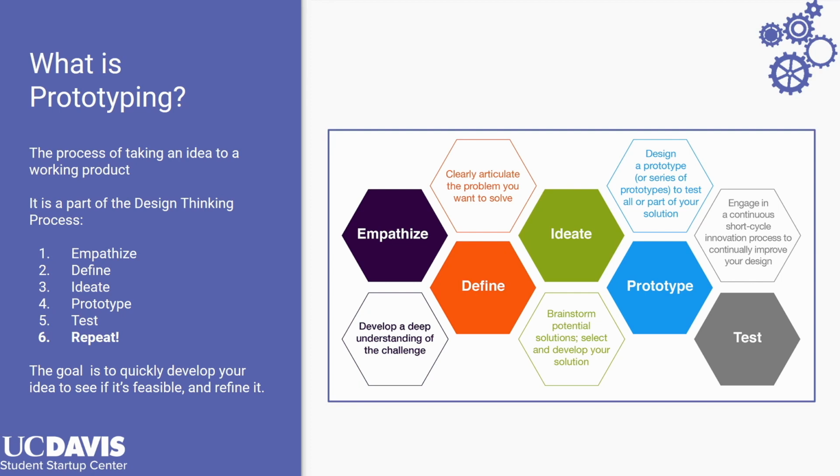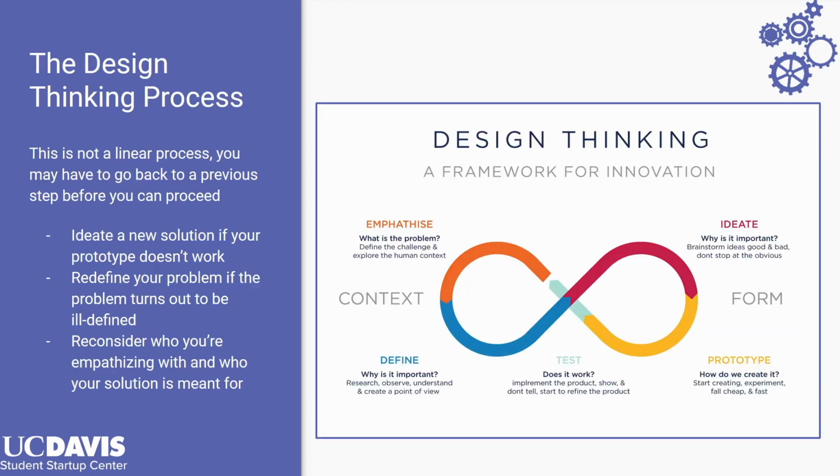The fourth step, prototype, is what we're doing right now. So it's taking those solutions that you've ideated and trying to make it real. You try to get it to a point where you can move on to the next step, which is test. When you're testing your prototype to see if it actually solves the problem that you've defined. And if it does, whether or not it does it in a satisfying way. So the goal of prototyping is to really quickly develop your idea and test it just to see if it works.